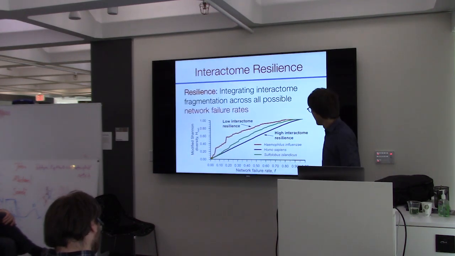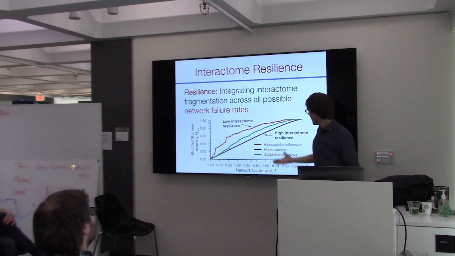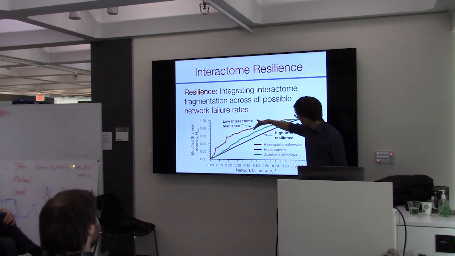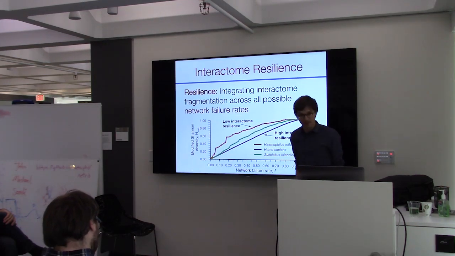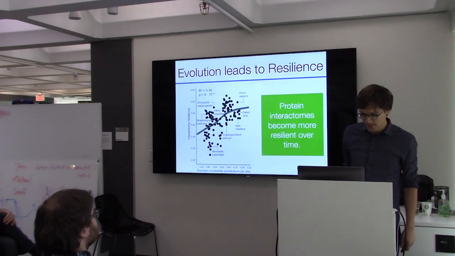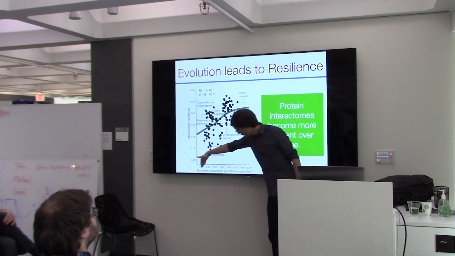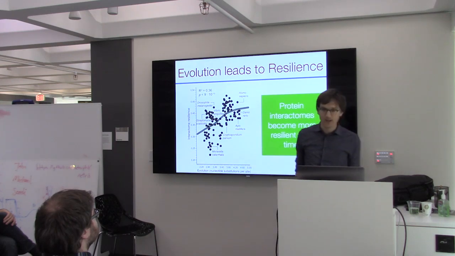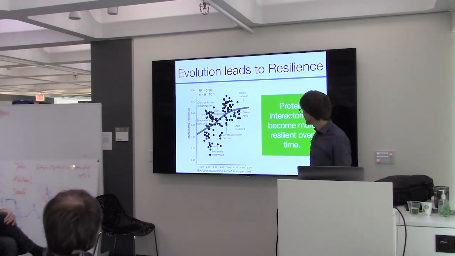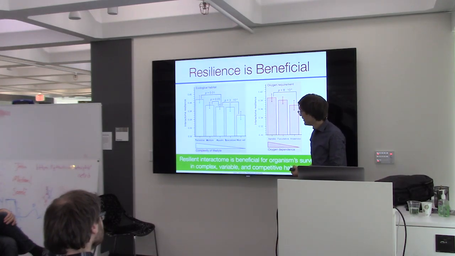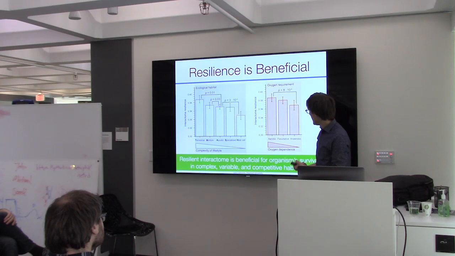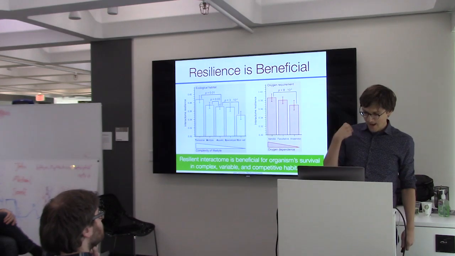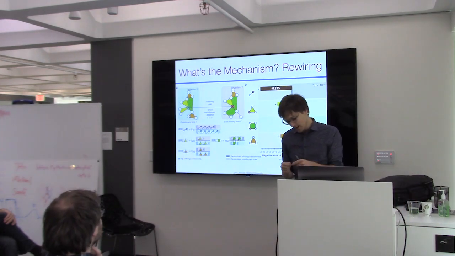And what is, for example, interesting is the lower the area, the more robust network you have. So for example, this is the Homo sapiens, the humans, right? And these are some other organisms that have lower resilience rates. And I'll just give you two findings. The first finding is that as the evolutionary time goes on, our protein networks get more resilient, more robust over time. And we can show that robustness is good. So for example, if you look at bacteria, then bacteria that can live in more complex environments have more resilient networks.